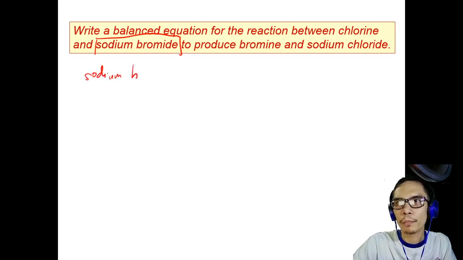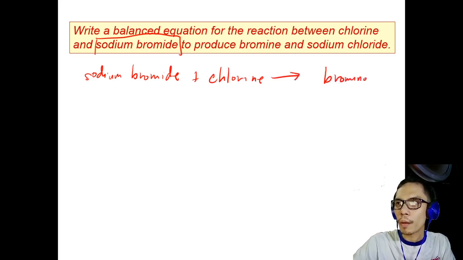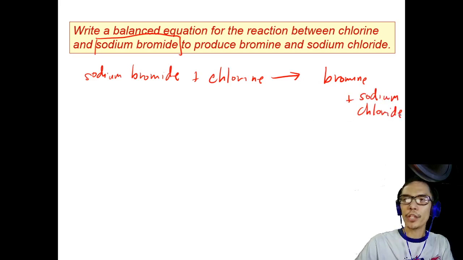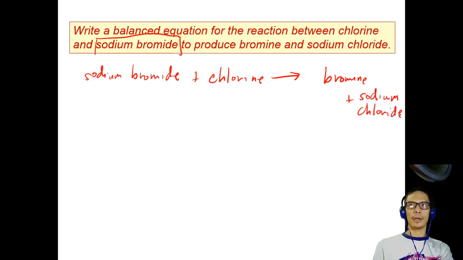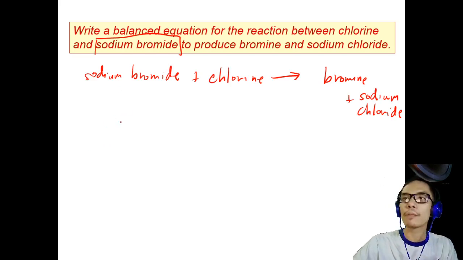Sodium bromide plus chlorine yields bromine and sodium chloride. Alright, so there you have it. Now let's write the chemical formulas and balance it.